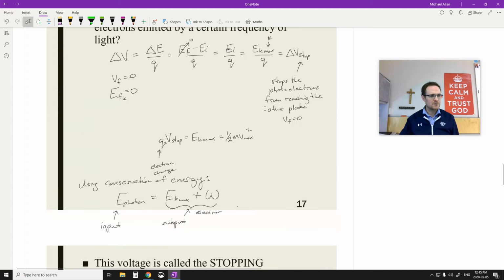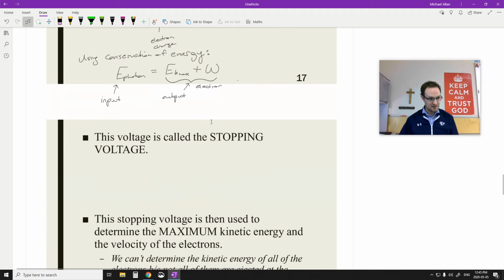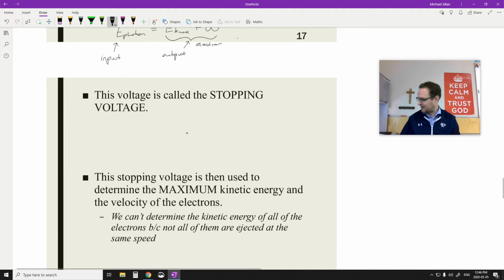Anyway, so this voltage that we were talking about before, the voltage that stops the current from happening, stops the electron from reaching the other side, is just called the stopping voltage. If you want to put that little formula there, we can. So V stop is equal to EK max divided by EQ.